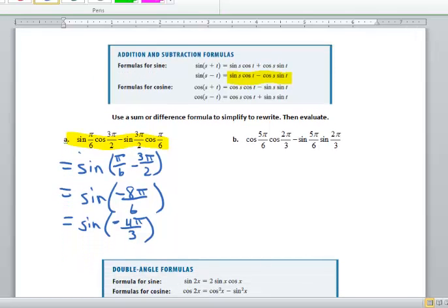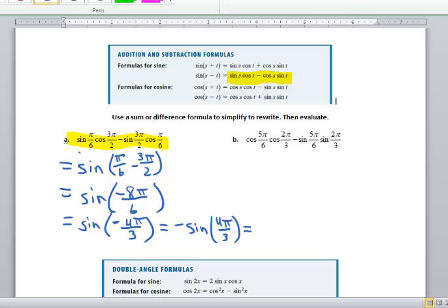And going further, we can use our definition of an odd function. Because sine is an odd function, we can say that the sine of negative 4 pi over 3 is the same as the negative sine of 4 pi over 3. And now we can evaluate that.